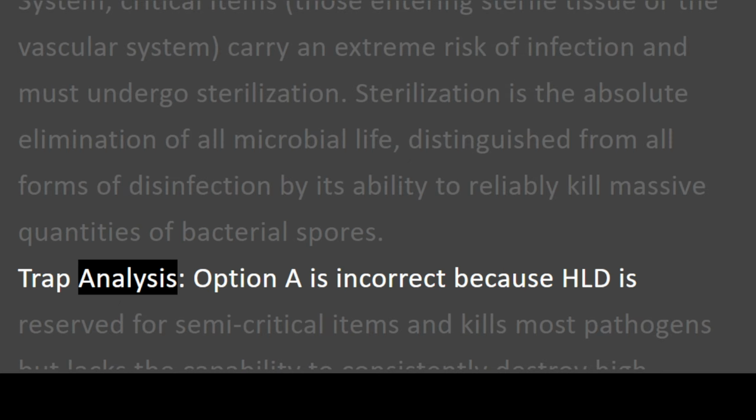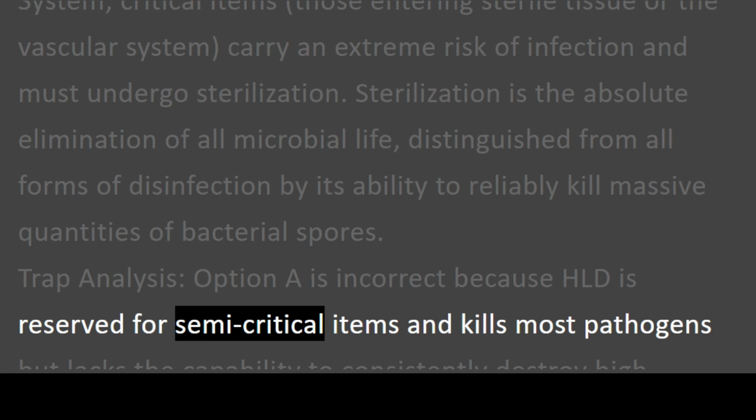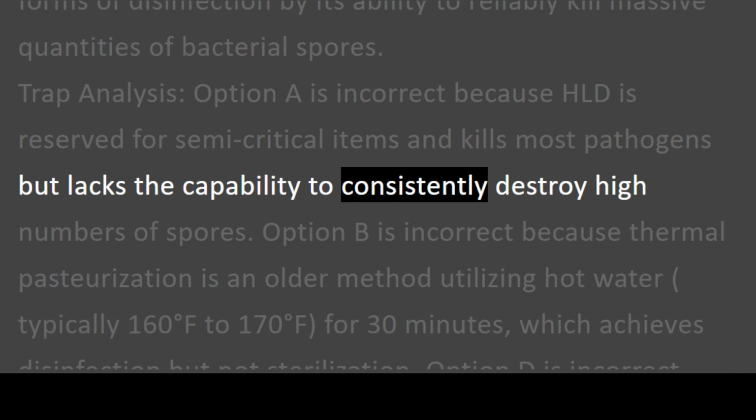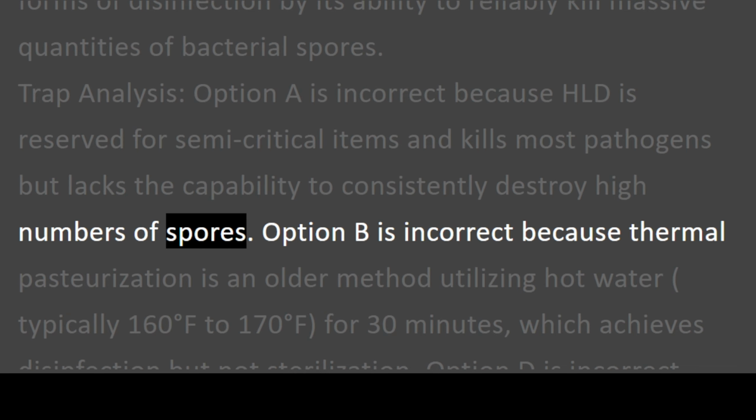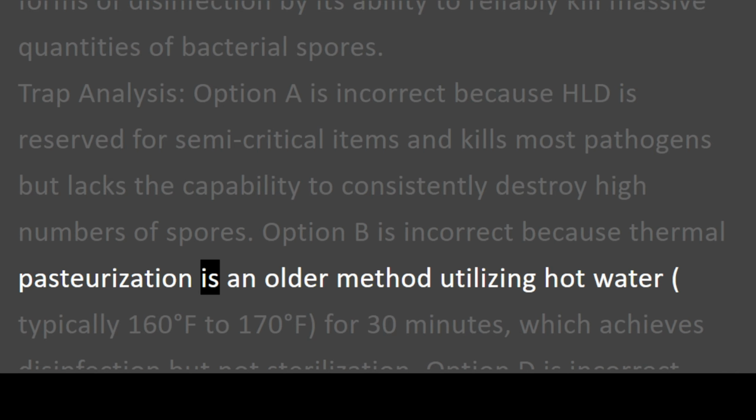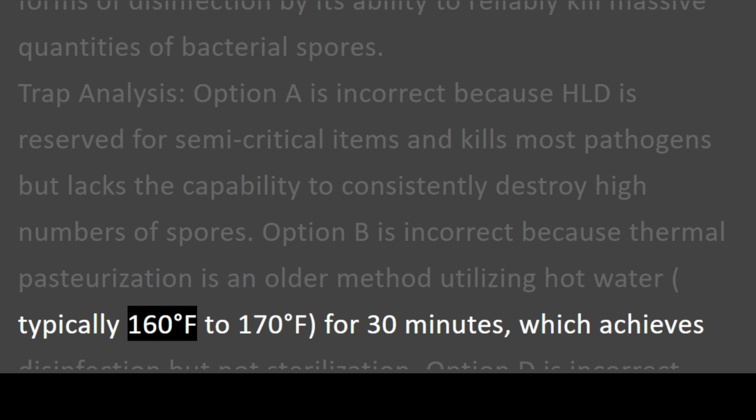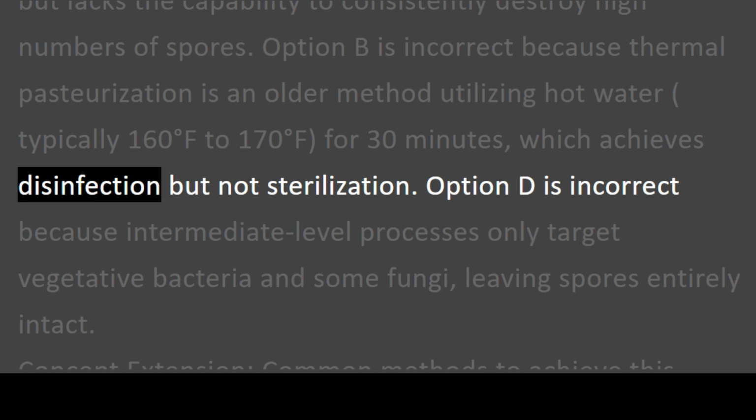Trap analysis. Option A is incorrect because HLD is reserved for semi-critical items and kills most pathogens but lacks the capability to consistently destroy high numbers of spores. Option B is incorrect because thermal pasteurization is an older method utilizing hot water, typically 160 degrees Fahrenheit to 170 degrees Fahrenheit, for 30 minutes, which achieves disinfection but not sterilization.